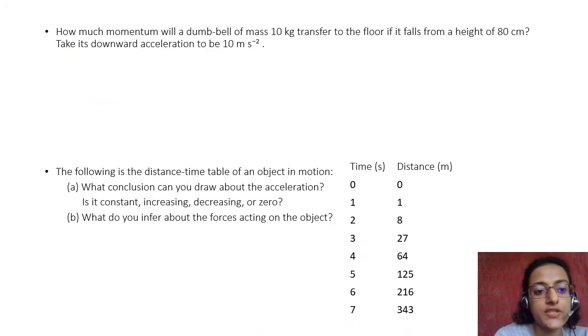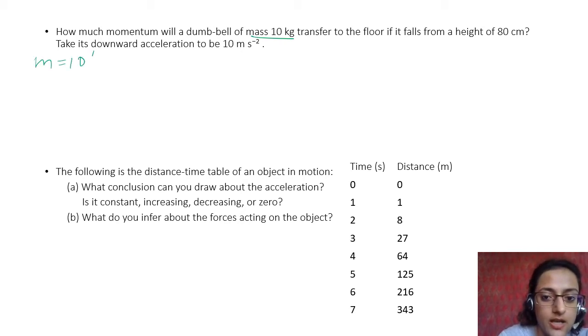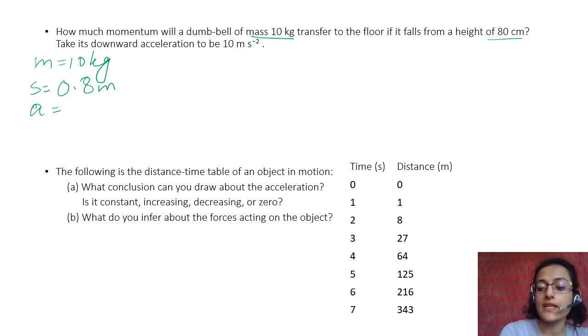Okay, so the next question. How much momentum will a dumbbell of mass 10 kg transfer to the floor if it falls from a height of 80 centimeters? So what is the distance? 80 divided by 100 is 0.8 meter. Take its downward acceleration to be 10 meter per second squared. Why? If it is downward, why is it not negative? Because the dumbbell is also falling and the acceleration is also in the downward direction. So it is 10 meter per second square.